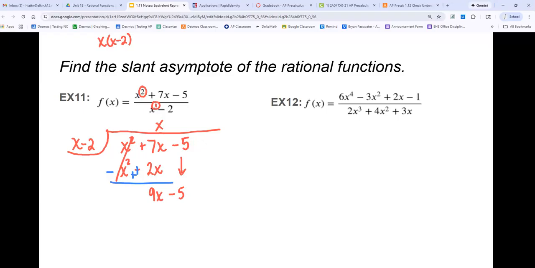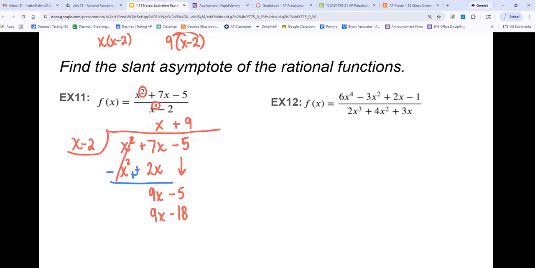Next, I have to ask myself, so I've divided, multiplied, subtracted, brought down, just brought down. So we're back to divide again, right? So I ask myself, what times x would give me 9x? And 9 is my answer, a positive 9. Right, so I'm going to put a plus 9 right there. So I divided. Now I'm multiplying. So I'm doing 9 times x minus 2. So I'm thinking of distributing that 9 right there. I will get 9x minus 18.